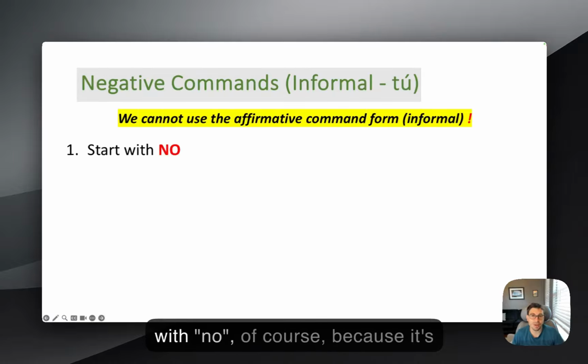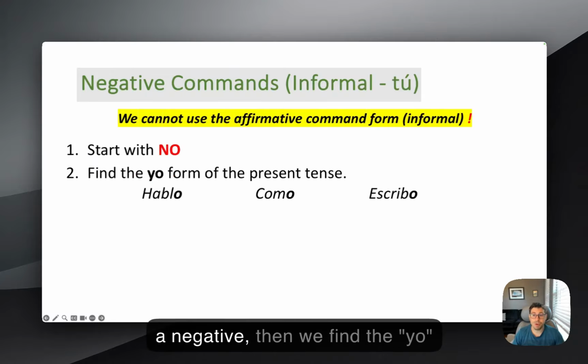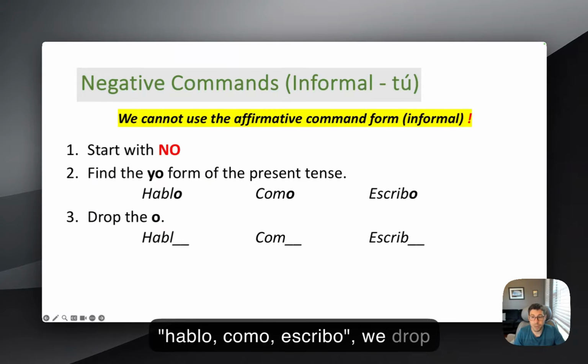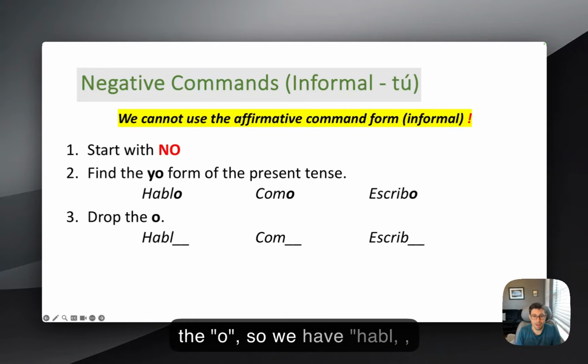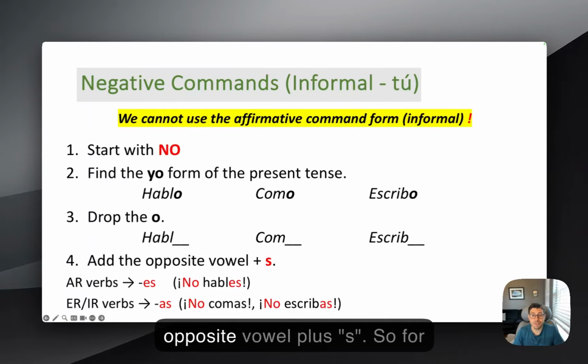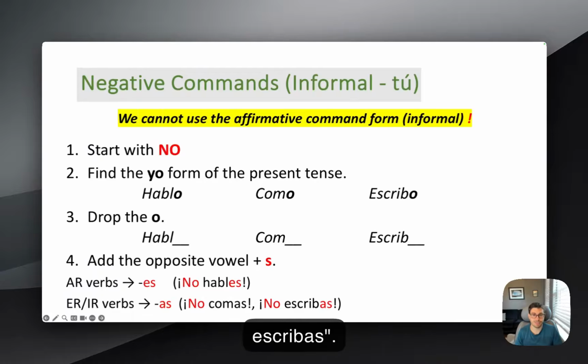So we start with no, of course, because it's a negative. Then we find the yo form of the present tense. So hablo, como, escribo. We drop the o, so we have hab, com, escrib. And then we add the opposite vowel plus s. So for AR verbs, we add es. So no hables. For ER or IR verbs, we add as. So no comas, no escribas.